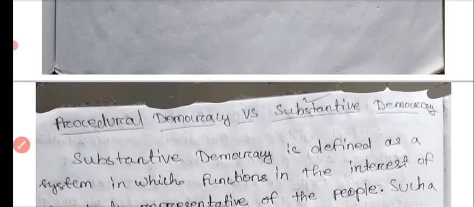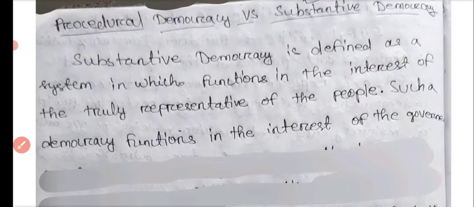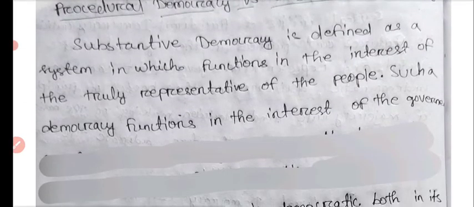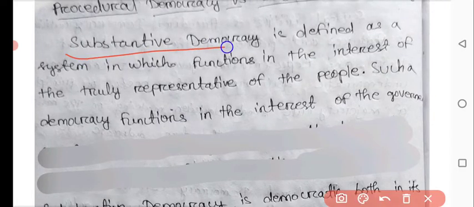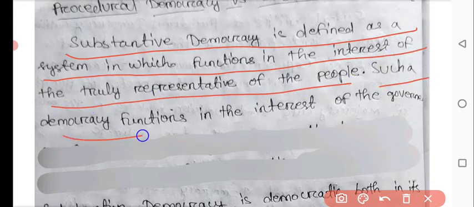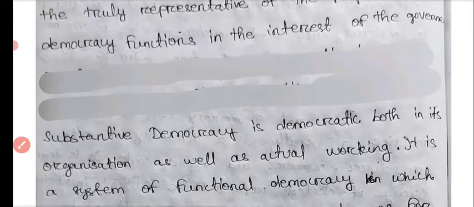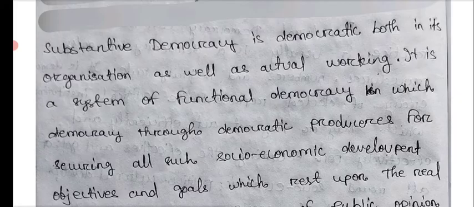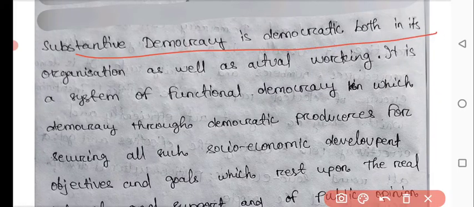Next, let us see procedural democracy versus substantive democracy. Substantive democracy is defined as a system in which government functions in the interest of the true representatives of the people. Such a democracy functions in the interest of the governed. Substantive democracy is democratic both in its organization as well as in its actual working.